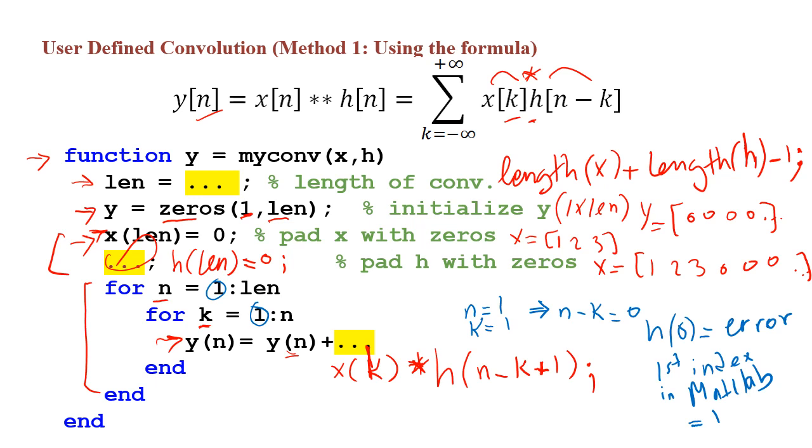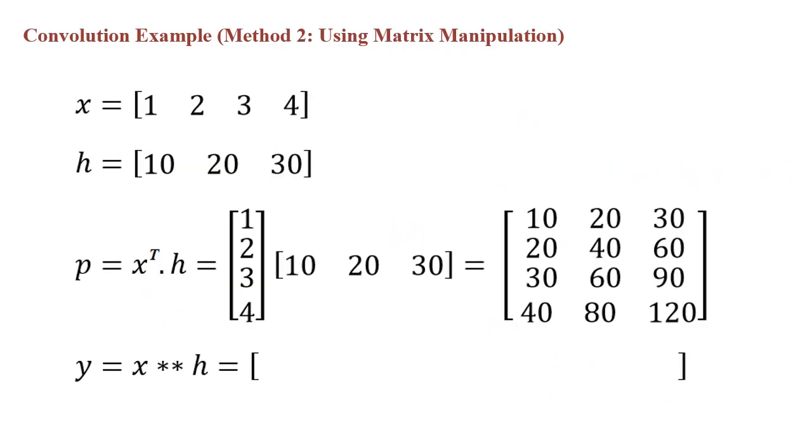This will help avoid the compilation error saying index must be a positive integer, and 0 is not a positive integer. That's why we're going to add a 1 here to fix that problem, or actually to avoid it. This concludes the first method for creating user-defined convolution. Now we're going to move on to a new method.